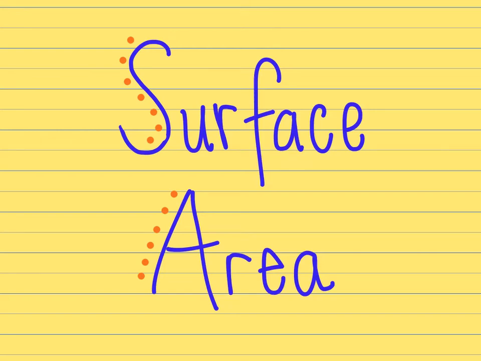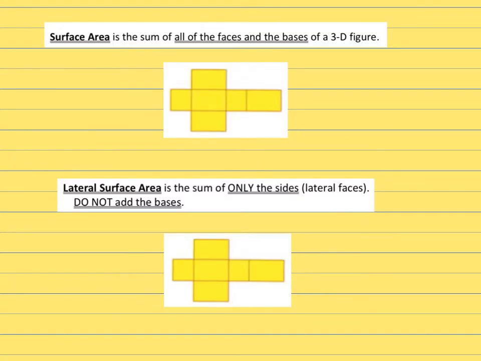This video is going to go over surface area. We're going to be looking at a three-dimensional shape, but viewing it in the perspective of a net. Let's go over the definitions for surface area and lateral surface area.